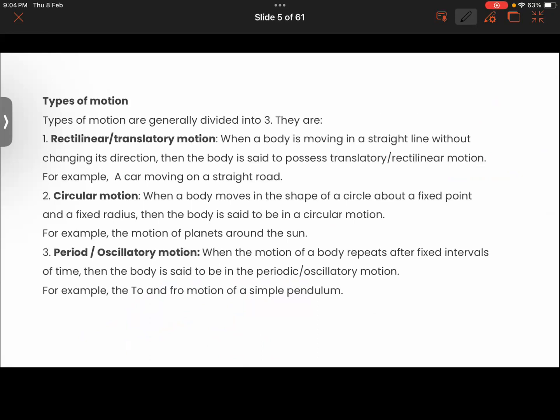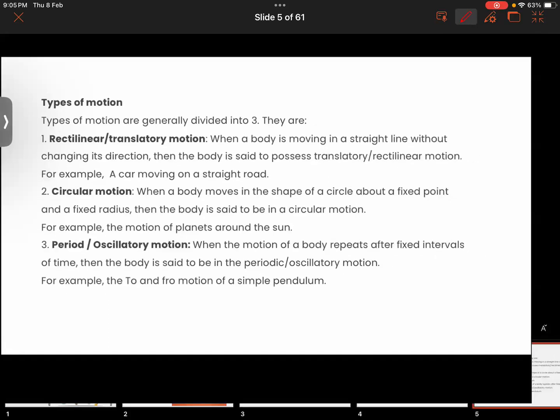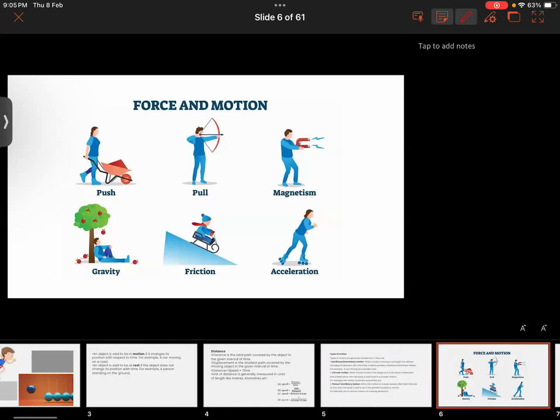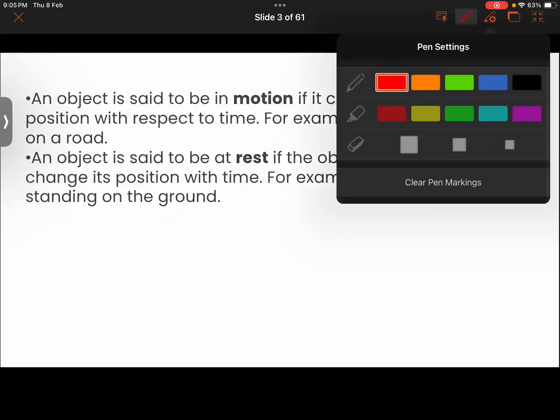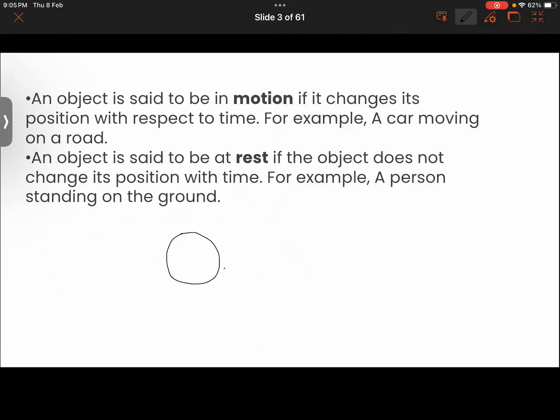Then if you remember, we had different types of motion. Translatory motion was there, periodic or oscillatory motion is there right now. So first of all, let's understand about translatory motion. So translatory motion is what? Suppose there's a ball that is rolling on a surface. So we say that the ball is moving forward, and all the parts of the ball are also moving forward.